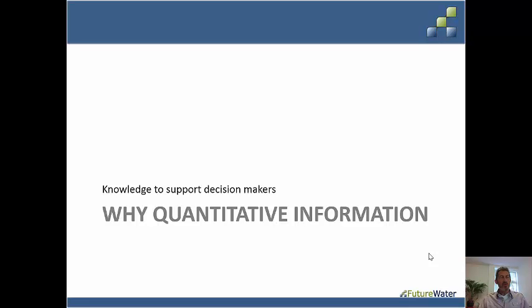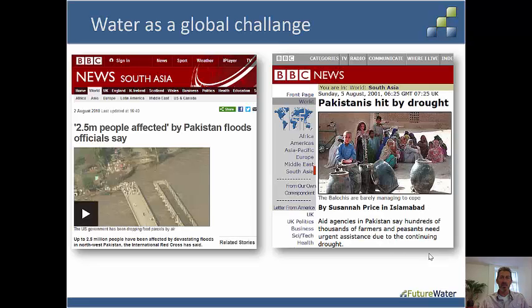Now, if we are talking about modeling and modeling tools, I think it's good to start with the first question: why do we need quantitative information? And let me show just a couple of slides on why I think we need quantitative information. So I just went to the internet and I looked at the BBC News and I just found two hits on Pakistan. And on the left-hand side, you see the big floods which happened in 2010, which are really having a devastating effect on the country. But other years there's a big drought. So it seems that we really have to manage our water resources in a better way.